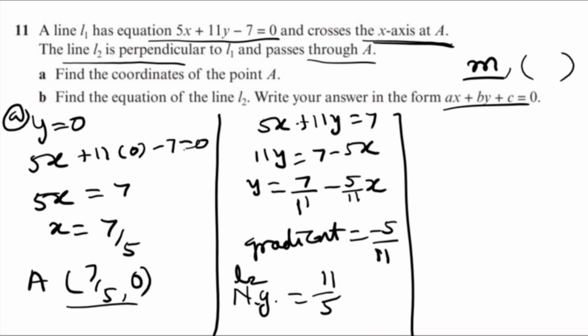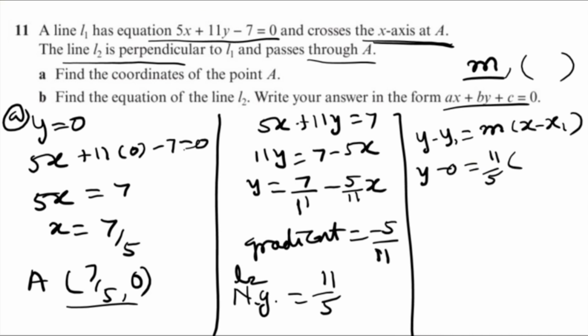We can use the equation of line y minus y1 is equal to m into x minus x1. So y minus my y1, which is 0, is equal to 11 over 5, which is my gradient, and x minus 7 over 5. So y is equal to 11x over 5 minus 77 over 25. But I have to find this equation of line in ax plus by plus c form.